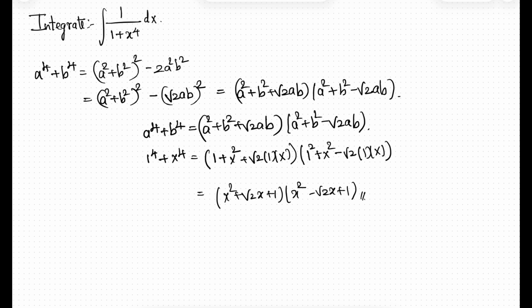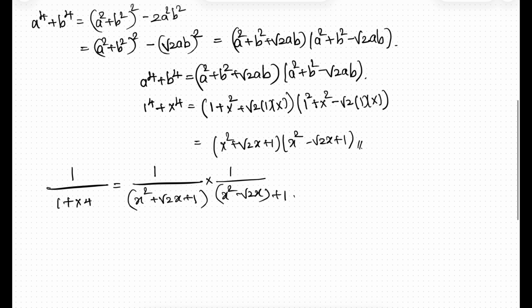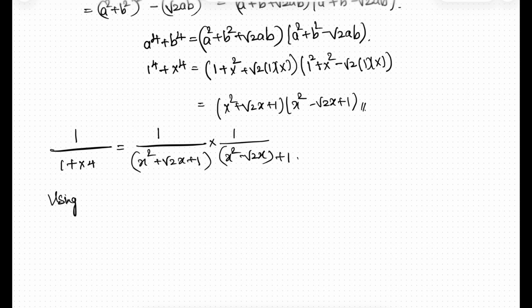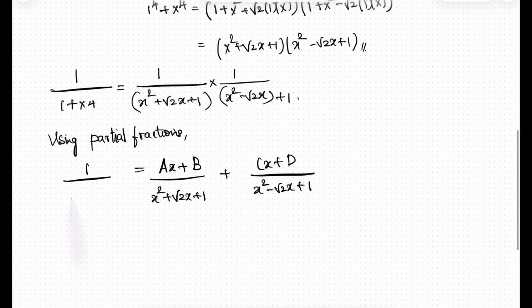Now it is very well known that the factors cannot be factorized further. So let alone the integral, we'll first simplify the expression. 1 by 1 plus x to the power 4 is equal to 1 by x square plus root 2x plus 1 times 1 by x square minus root 2x plus 1. Using the method of partial fractions, I can write this as ax plus b divided by x square plus root 2x plus 1, and cx plus d divided by x square minus root 2x plus 1, is equal to 1 by 1 plus x to the power 4.